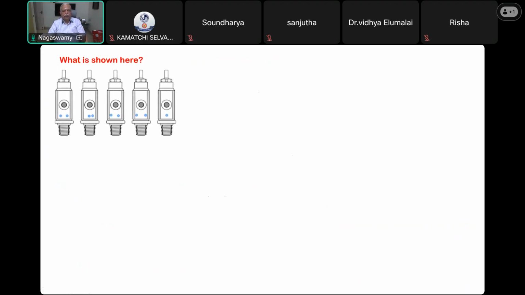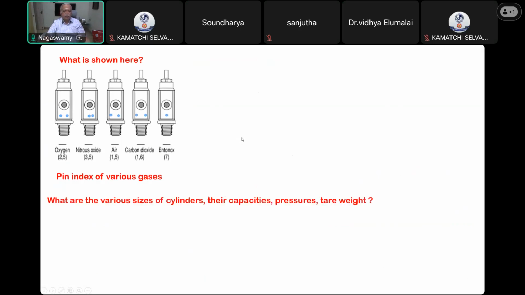What is shown here? Pin index safety system, index holes. Can you identify based on the positions? First is air. Okay, quickly, let us see. First is oxygen, 2.5. Second is nitrous oxide, 3.5. Air is 1.5, carbon dioxide is 1.6, and NOx only 1.7. So these are all the commonly used gases in their pin index.